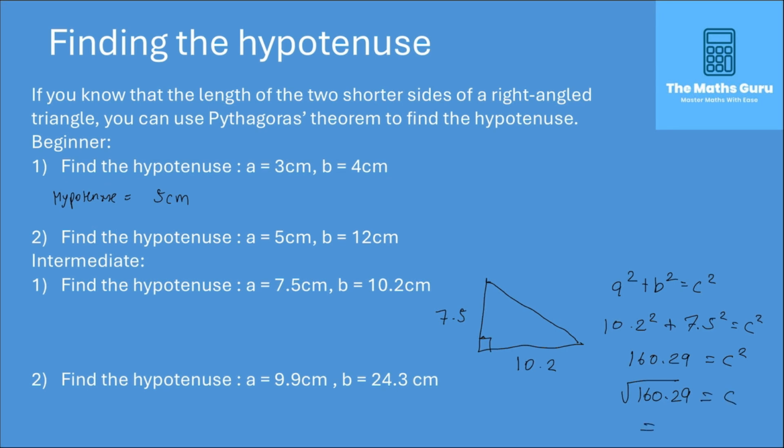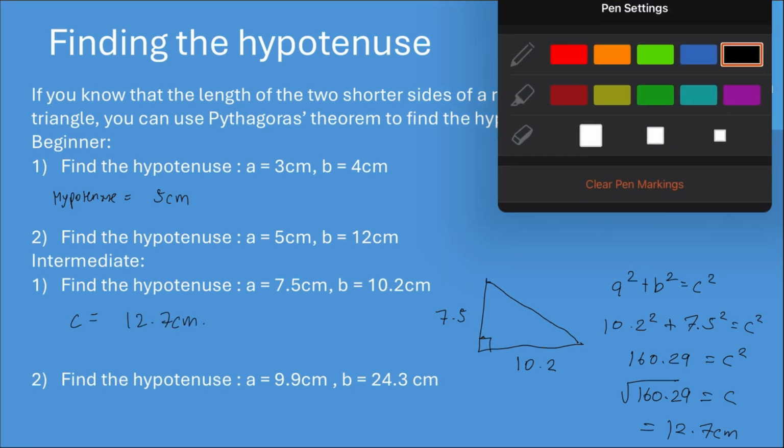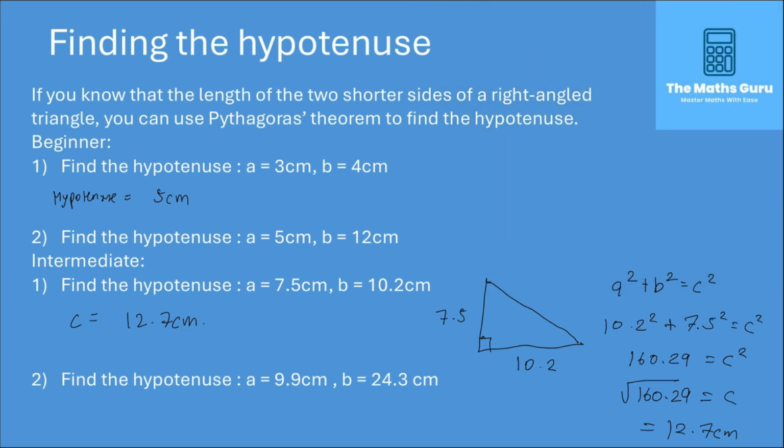is equal to 12.7 centimeters to 1 decimal place, as the question gave its measurements to 1 decimal place, so we'll just continue on that trend. So C is equal to 12.7 centimeters.